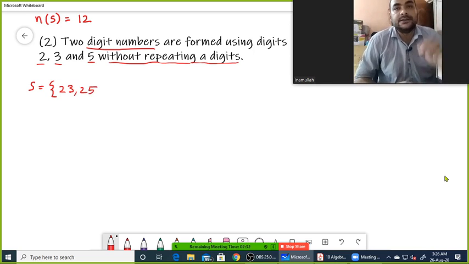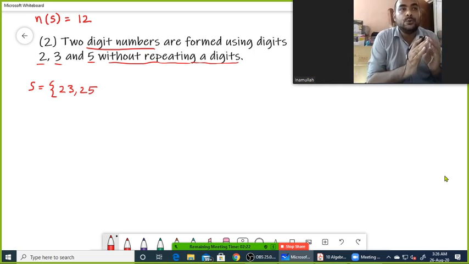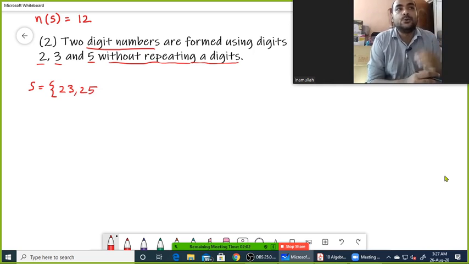But why are we not taking 22? According to the given question, it says without repeating a digit. If I take 22, 2 will repeat twice, and that is not allowed for this particular question. If the words without repeating a digit were not given in our question, then we would have to take 22 in the sample space, because 22 is also a two-digit number which can be made by using 2, 3, 5. So remember, if the question is silent about whether repeating or not repeating, in that case we will take 22 in the sample space.